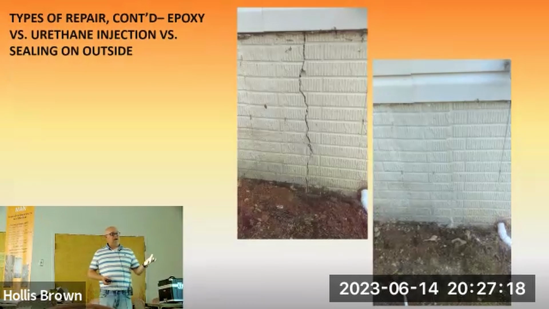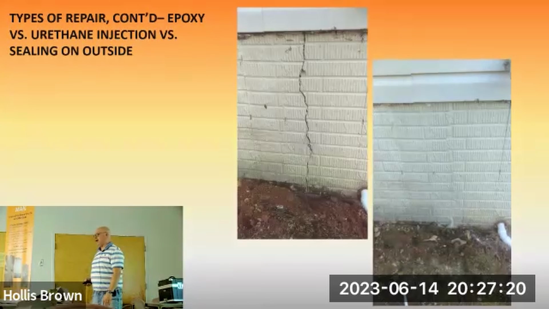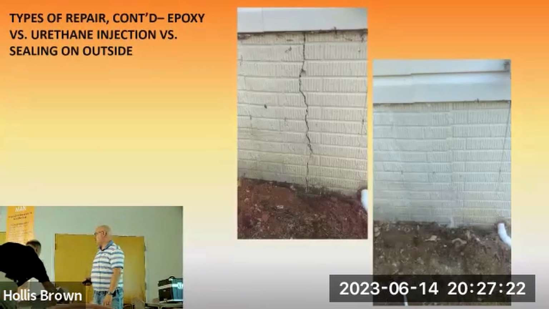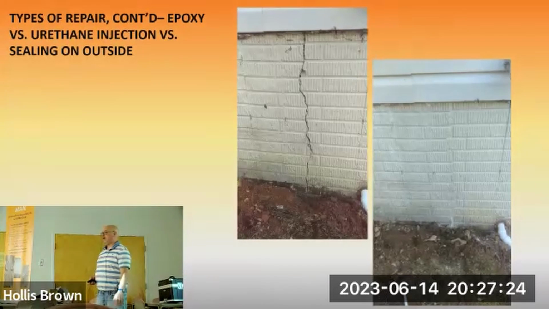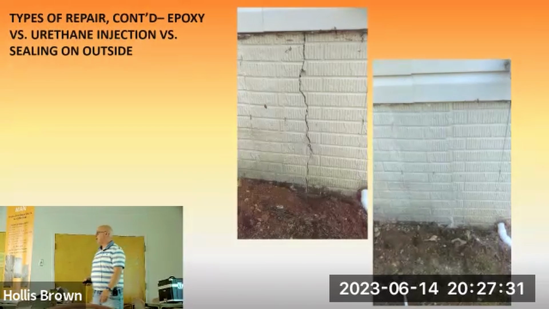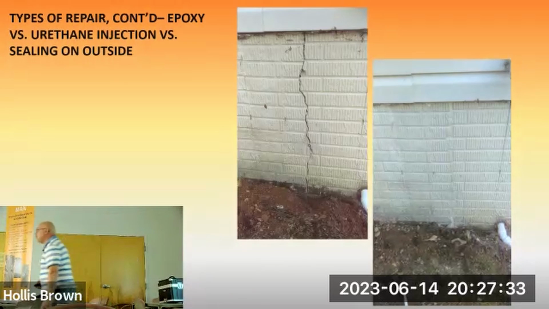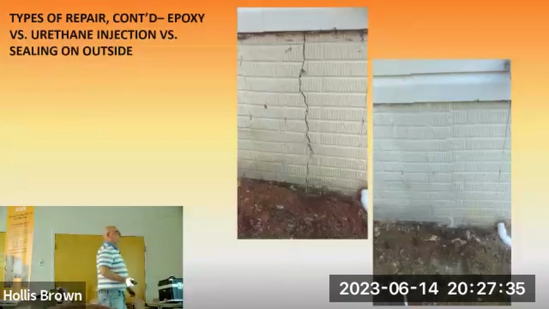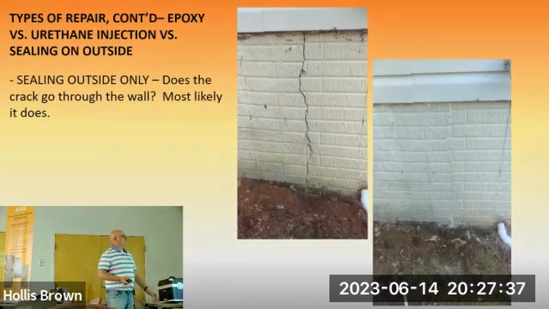But a lot of people don't want to tear down perfectly good drywall if there's no evidence of moisture. And I really can't blame them. I'd have a tough time doing it myself. So, okay. So sealing the outside only.